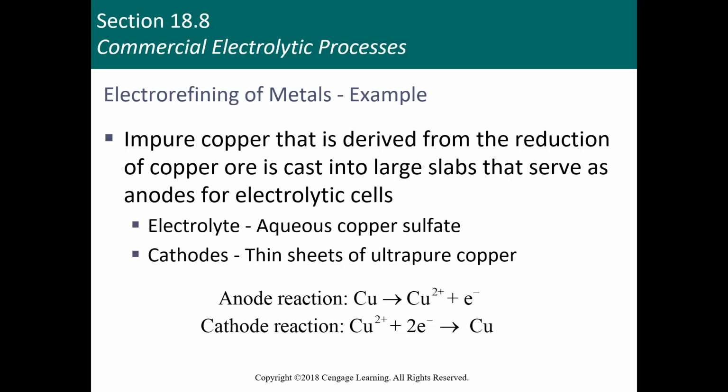So electrorefining of metals. Impure copper that is derived from the reduction of copper ore is cast into large slabs that serve as anodes for electrolytic cells. So the electrolyte will be aqueous copper sulfate. The cathodes will be thin sheets of ultra pure copper. And so this right here is your anode reaction. This right here is your cathode reaction.